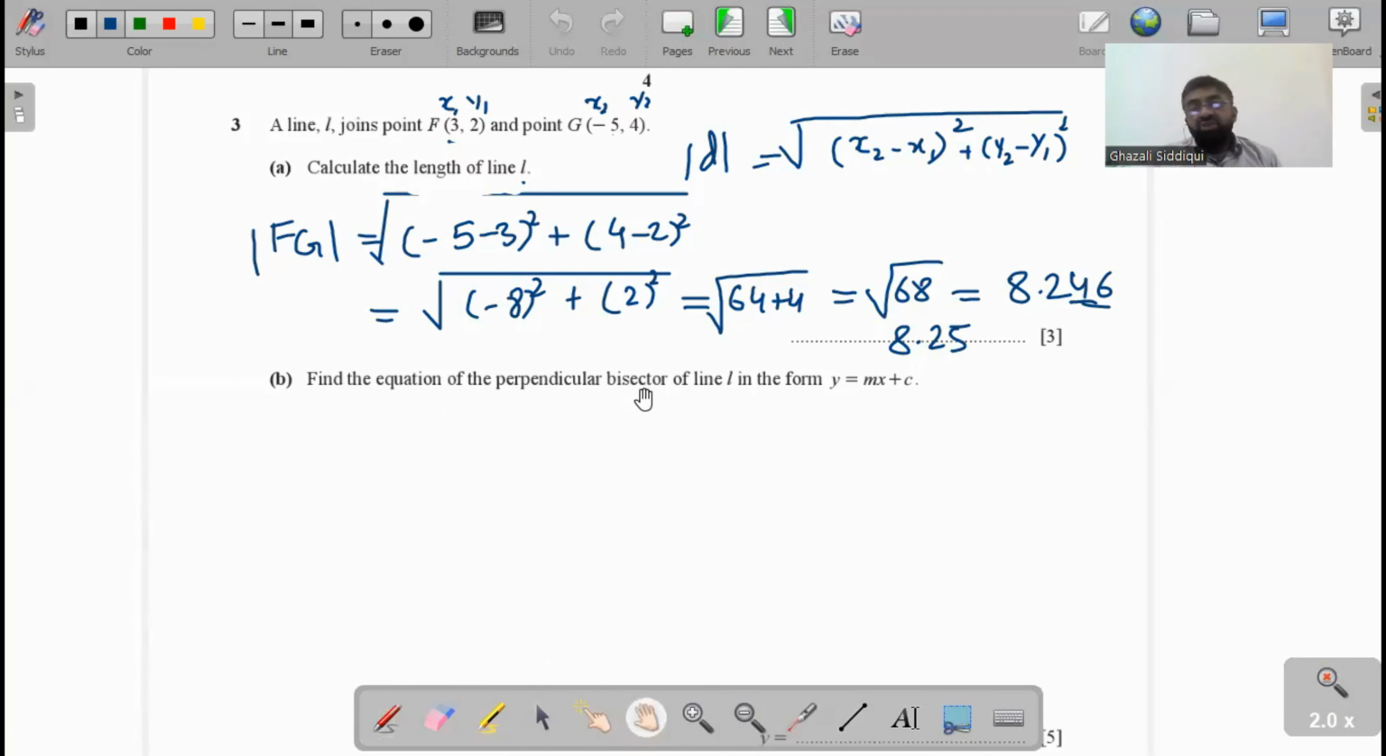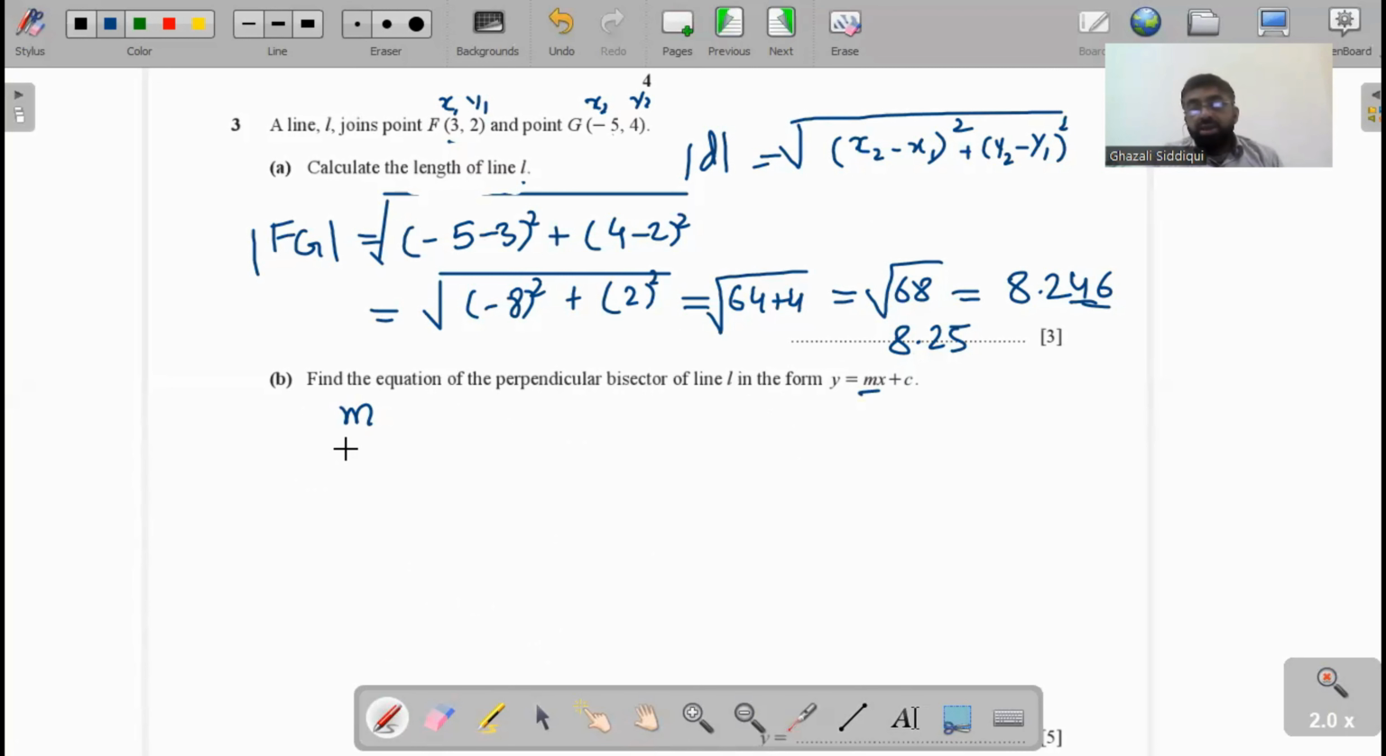Part C. Find the equation of the perpendicular bisector of line L in the form y equals mx plus c. To find the equation of the line, firstly we have to find the gradient m of this perpendicular bisector line. And after calculating the gradient, we find a point to find the value of c. Now, firstly we find m.